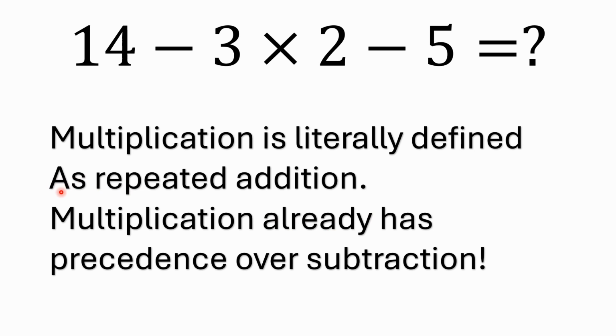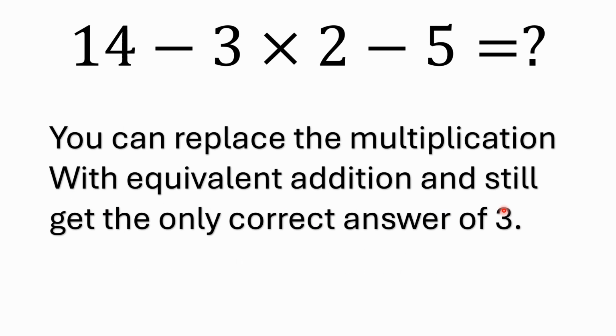And I do see that should have been a lowercase a for as. I got it. All right, I got it. But multiplication already has precedence. Multiplication is literally defined as repeated addition. And to prove my point, you can replace that multiplication with equivalent addition and still get the only correct answer of 3.